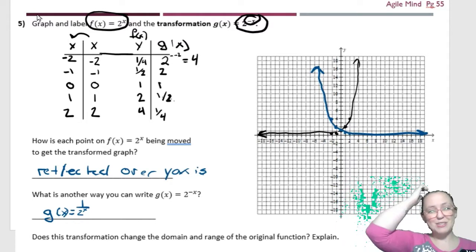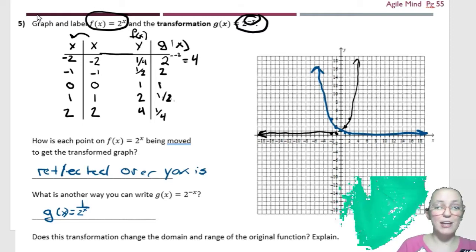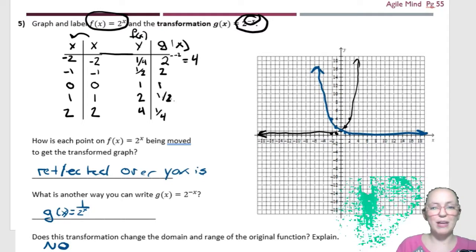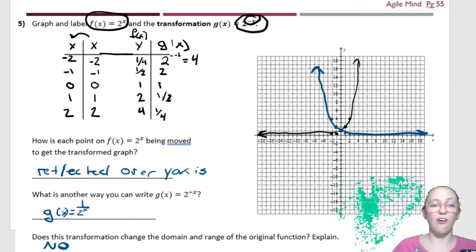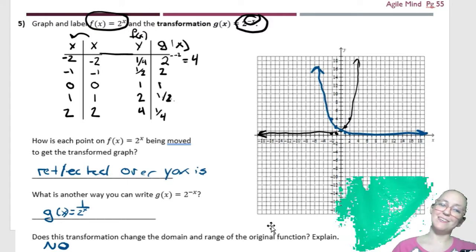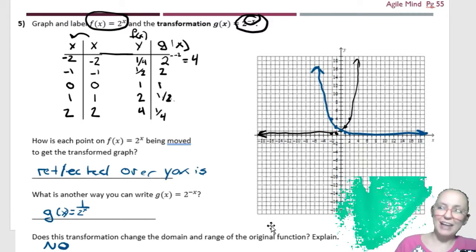The last question on this one is, does the transformation change the domain and range? Look at it. It still covers the same x values and still covers the same y values. So no, this doesn't change our domain or range at all. And that's really all that's different about it, is it's just reflected.